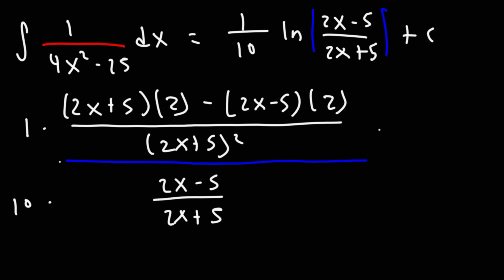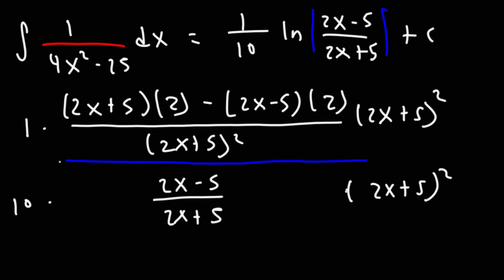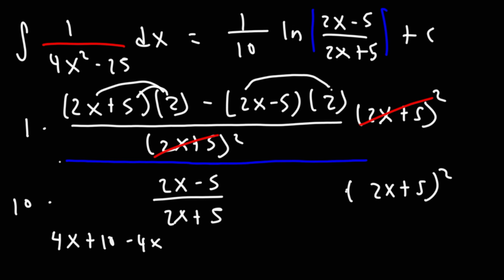Now let's simplify. So I'm going to multiply the top and the bottom by 2x plus 5 squared. So these will cancel. Here I'm going to have 2x times 2, which is 4x. 5 times 2 is 10. 2 times 2x is 4x, but don't forget the negative sign. So that's negative 4x. 2 times negative 5 is negative 10 plus the negative sign. So that's going to be positive 10.